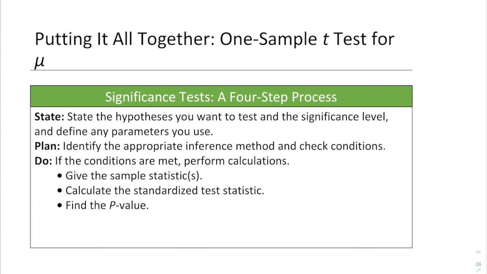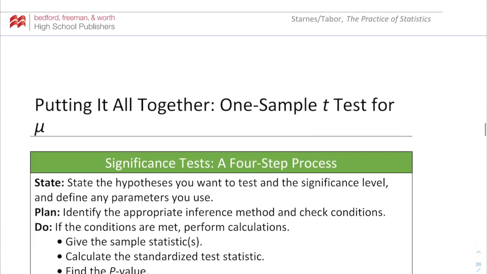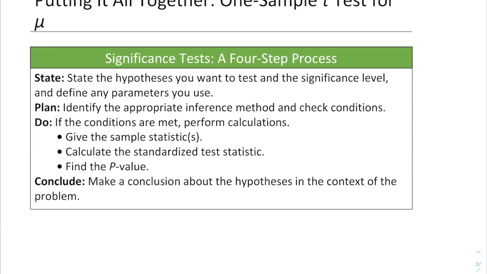Then, after you've shown the conditions are met, you'll perform calculations. You'll give the sample statistic, you'll calculate the standardized test statistic, and you find the p-value. Also, be sure to list the degrees of freedom. It's not stated right here, but I would definitely do that. Then you conclude by making your conclusion about the hypothesis. Do we reject or do we fail to reject?